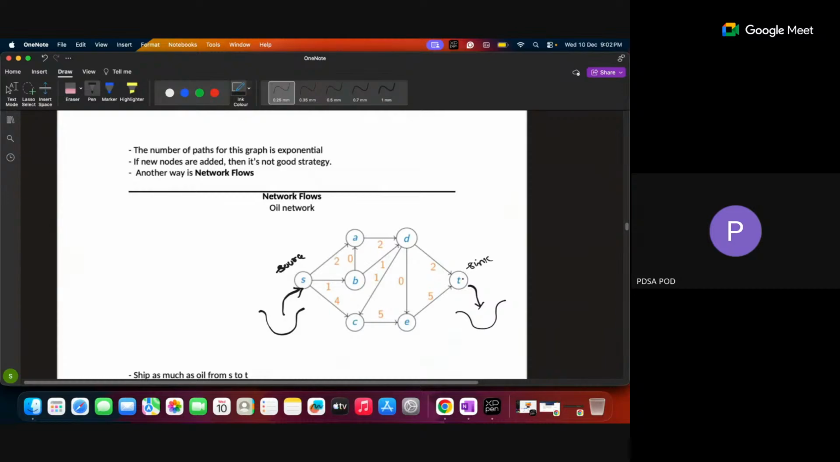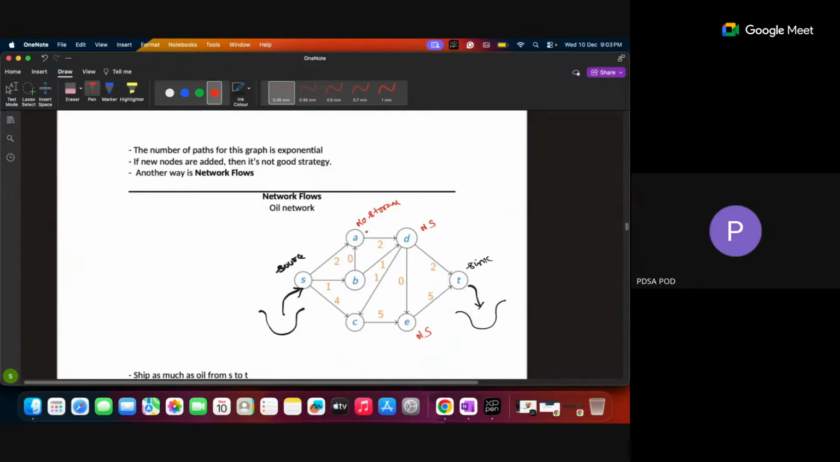Maximum flow. Remember, these vertices have no storage. Again, I'm telling you, no storage. Whatever the flow is there, it has to send it as it is. The pipeline's capacity is defined. The orange color represents that. The edge weights represent the pipeline's maximum capacity.